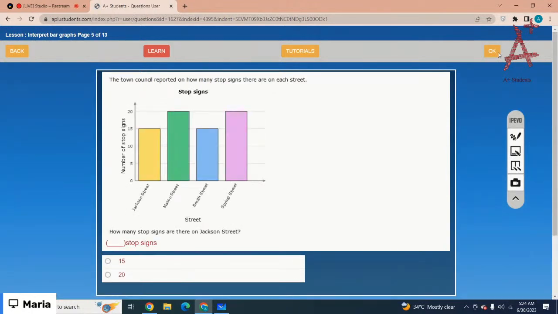Okay, the town council reported on how many stop signs there are on each street. How many stop signs are there on Jackson Street? Here is Jackson Street. So the correct option is 15. That means there are 15 stop signs on Jackson Street.